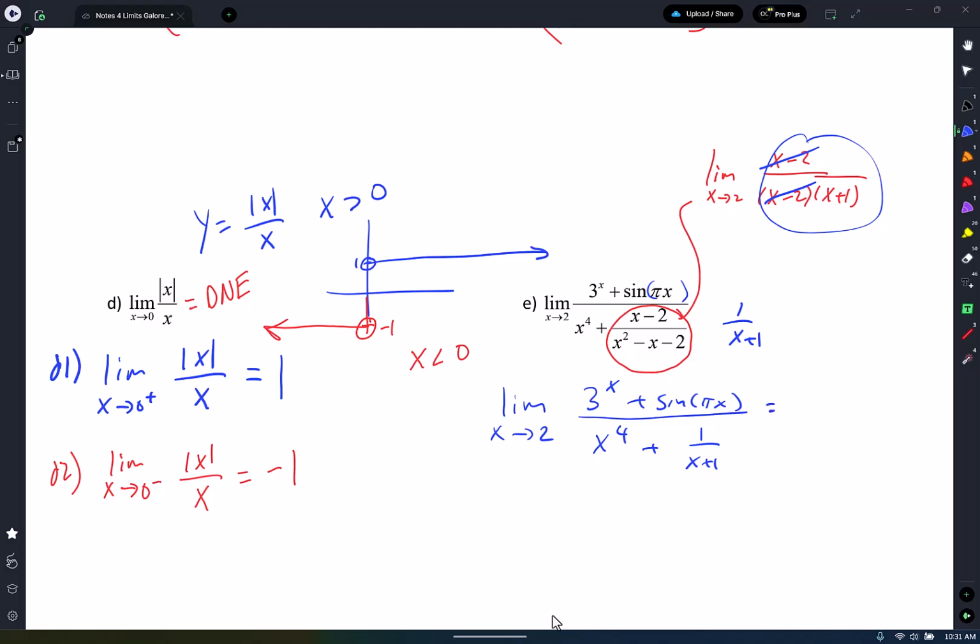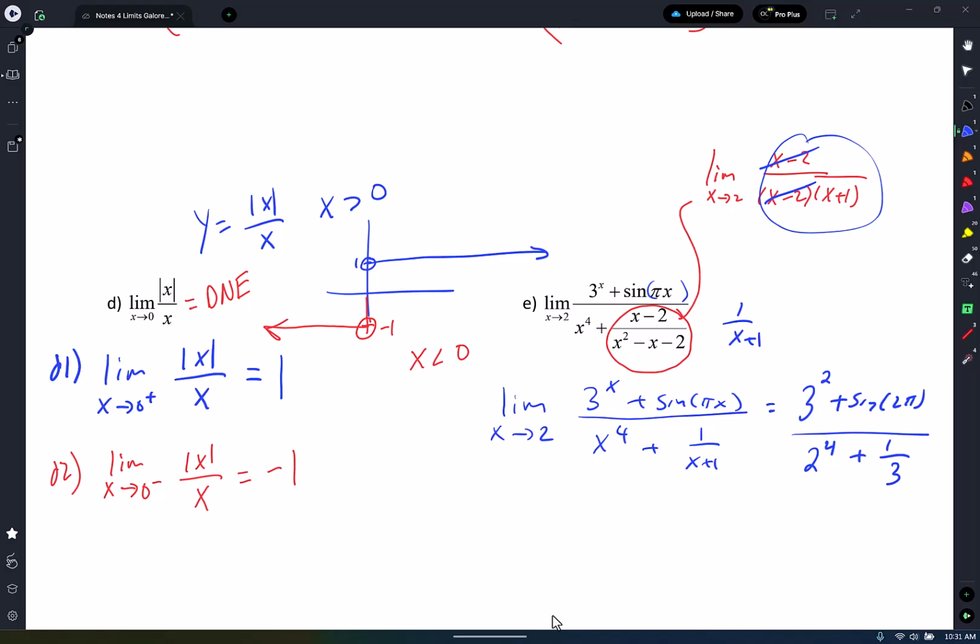You guys ready? 3 to the 2 power plus sine of 2 pi. The pre-calc kids just started learning about that today. Thank you, Miss Delgado. 2 to the 4th power plus 1 over 2 plus 1, which is 3. Let's do some arithmetic and figure this out.